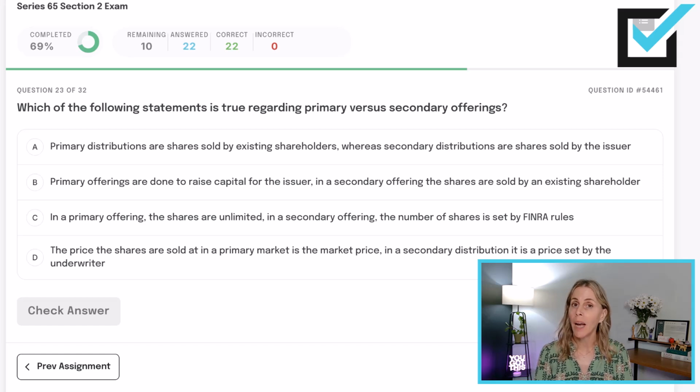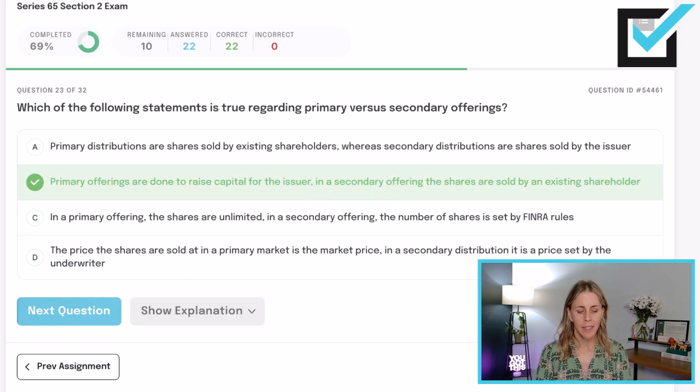So a primary offering is done to raise capital for the issuer. In a secondary offering, the shares are sold by an existing shareholder. So sometimes an IPO is going to consist of brand new shares and shares sold by existing shareholders. You would need to read the prospectus.